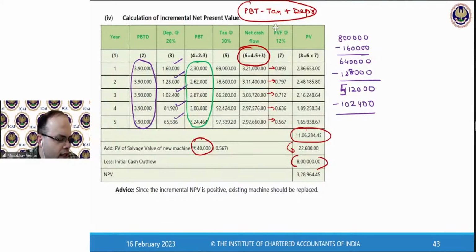Let me know any thoughts, guys, till now. Great. So 3,28,000 positive, and we go ahead with that. Amazing, guys. So I think you got this point that this is a very interesting question in terms of the machinery replacement one. And my suggestion would be that you go with the incremental approach, because otherwise it could be a little tedious for you guys.